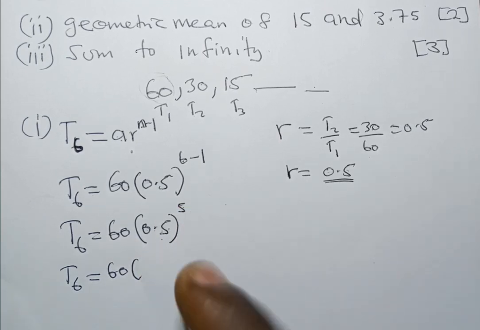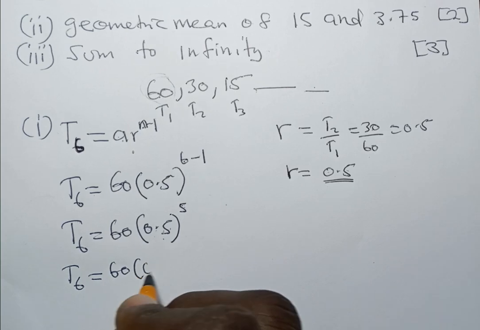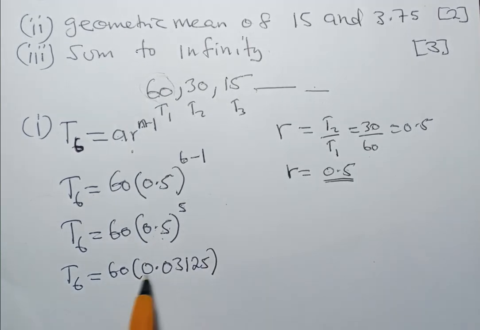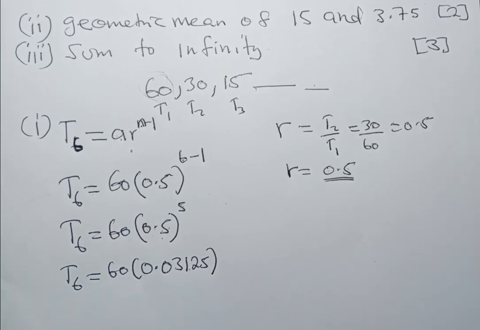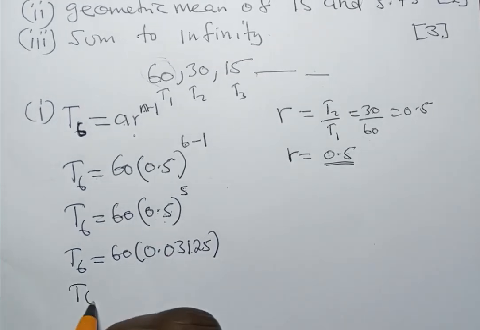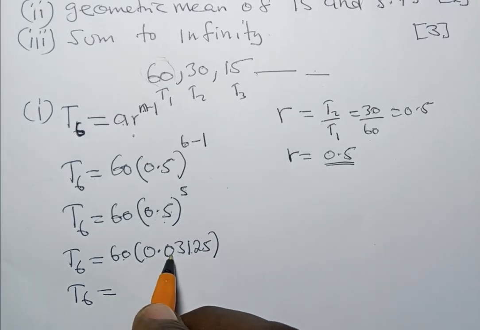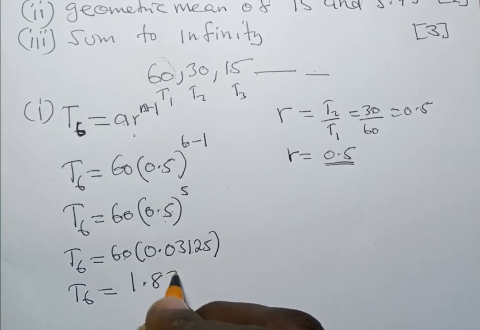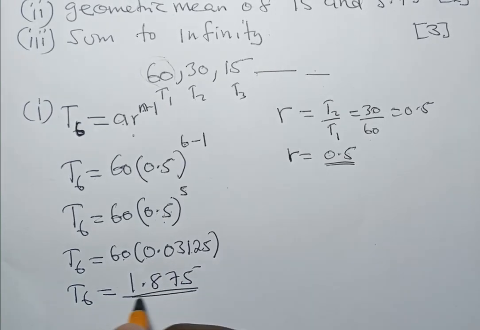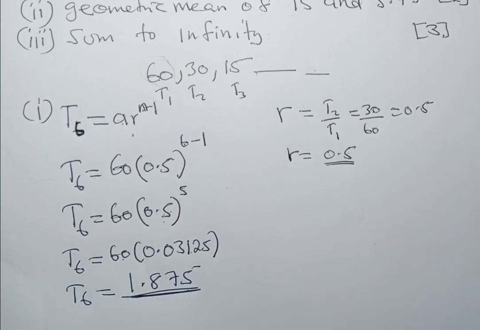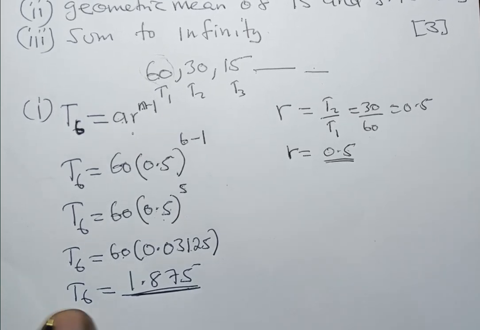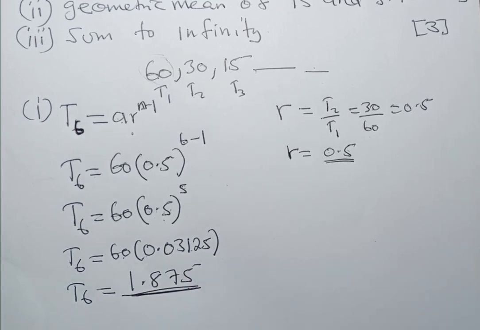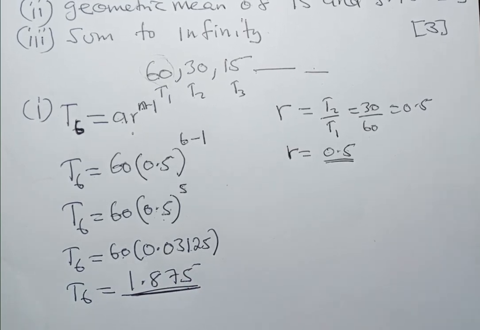Having those calculators, when you punch 0.5 power 5, it will give you 0.03125. Having this, allow me to simplify. T6 is equal to 60 times 0.03125. The answer will give you 1.875. Those having calculators, you can kindly confirm and comment in the comment section. So for the sixth term, what we're going to have is 1.875. This is the answer.